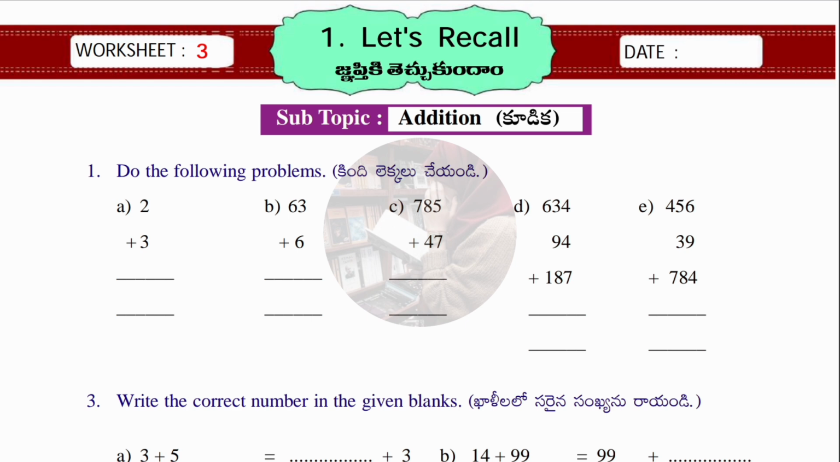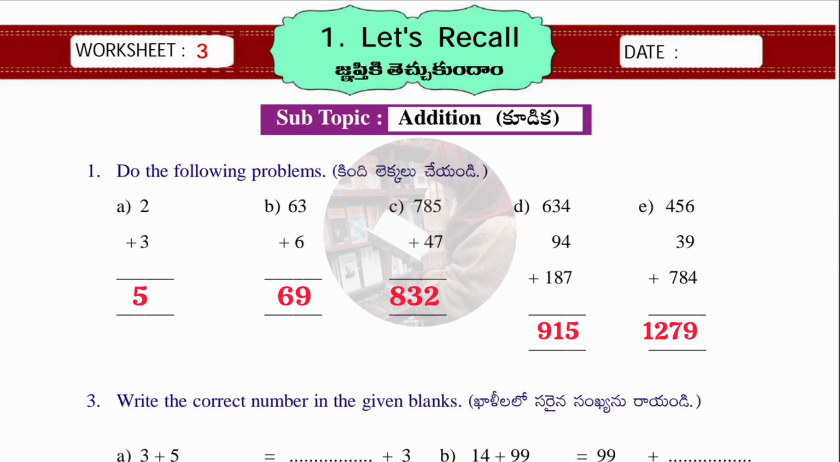Here the subtopic is addition, means you have to add the given numbers. Let's see. First one is do the following problems. First one, 2 plus 3 is 5. Second one, 63 plus 6 is 69. Third one, 785 plus 47 is equal to, first add the ones digits, then add the tens digits, then add the hundreds digits, like that. You will get the answer as 832.